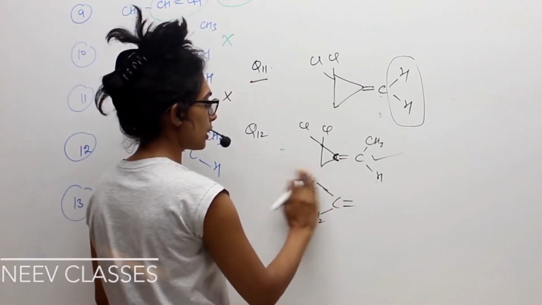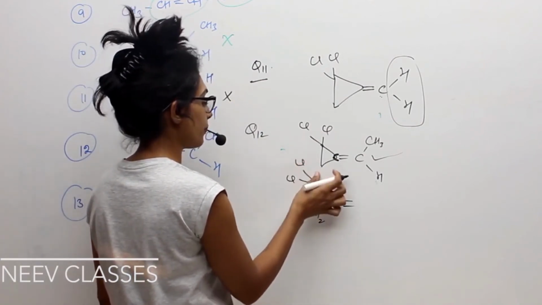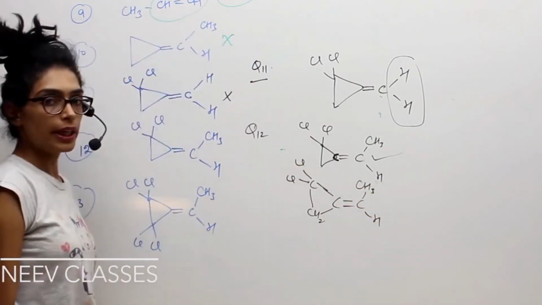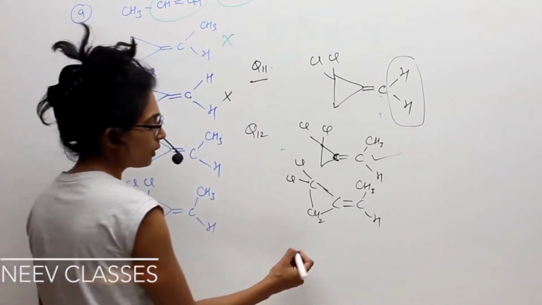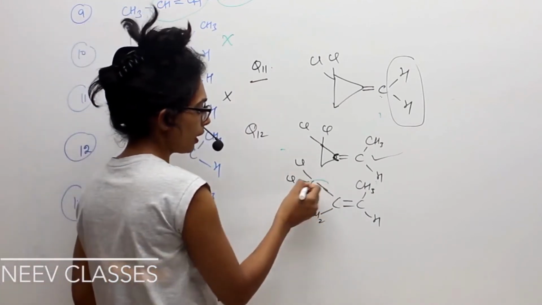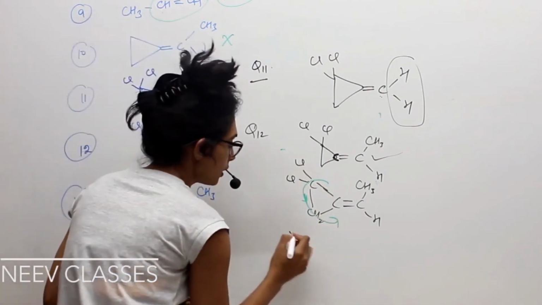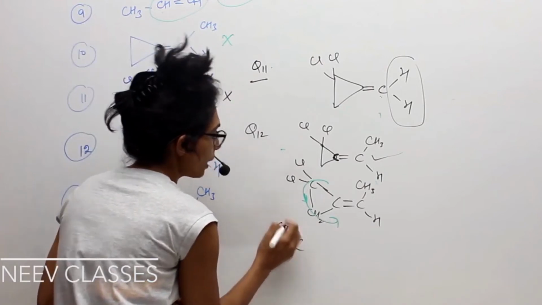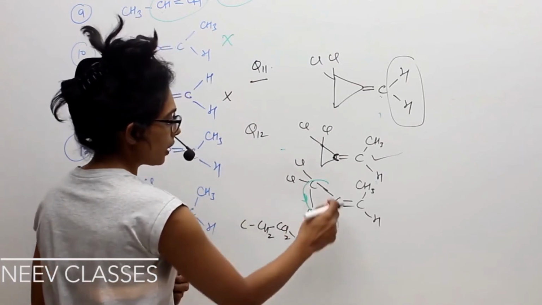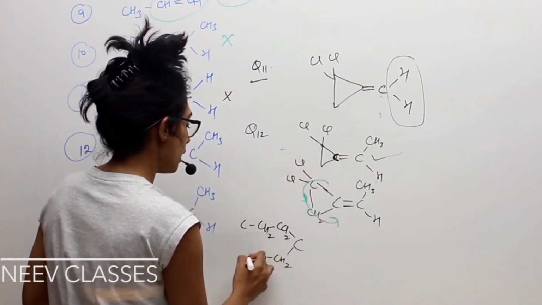I hope you guys are understanding. I'll just write it a little more neatly. This is Cl and this is Cl, CH3 and hydrogen. Right? This is the actual molecule. Now if I open the chain, if I go anti-clockwise basically, it will be CCl2 that I'm encountering first, then comes CH2 and then comes carbon. If I go the other way around, CH2, CCl2 and carbon.